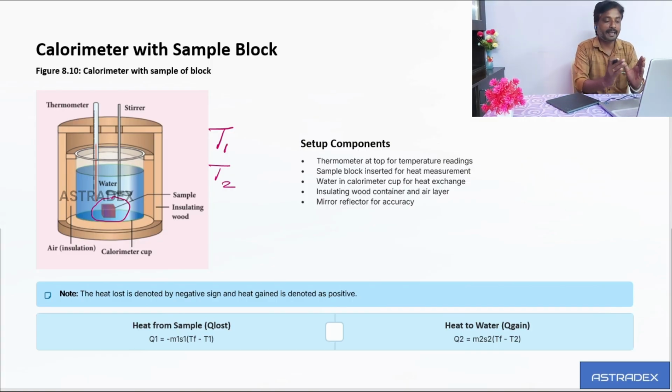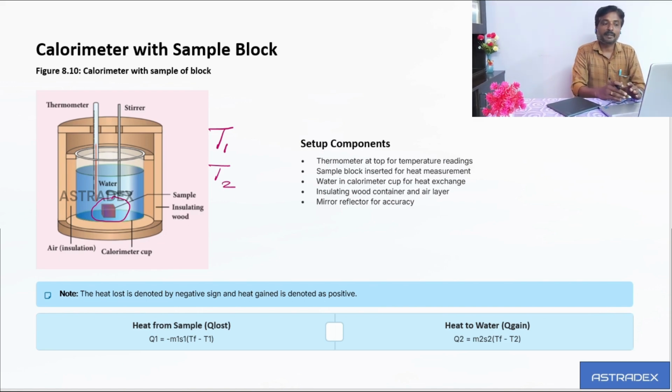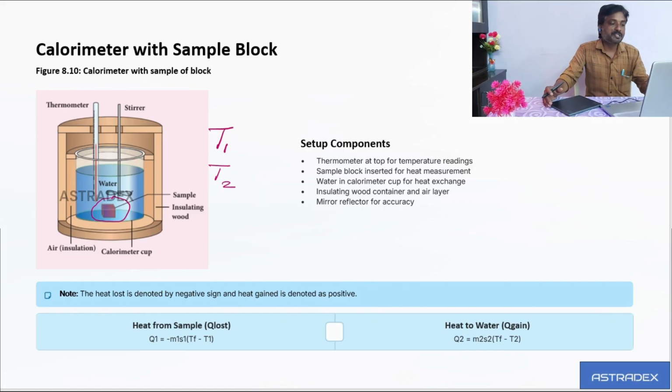Here the heat exchange takes place. The sample is at a higher temperature and the water is at a lower temperature, so heat is exchanged from the sample to the water. Now the final temperature of the calorimeter can be measured with the help of the thermometer.